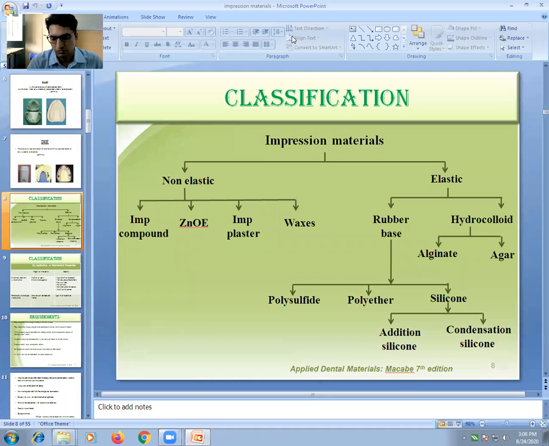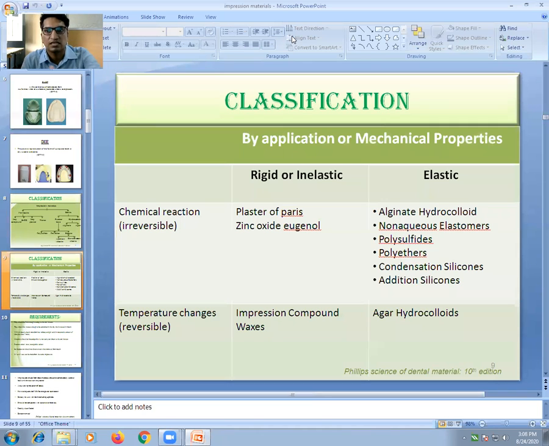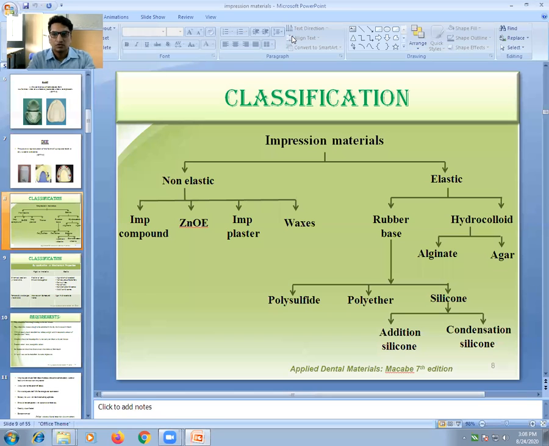This one is, and the second classification is this one. So we are going to see both classifications. If you want to take a screenshot or write it down, please take it. This is not present in any book.